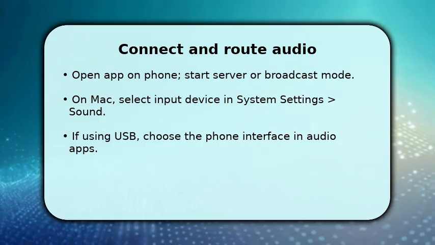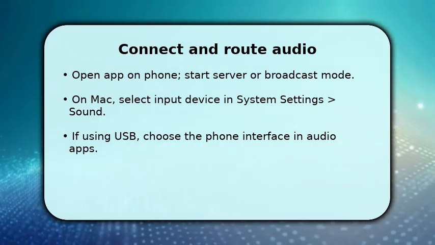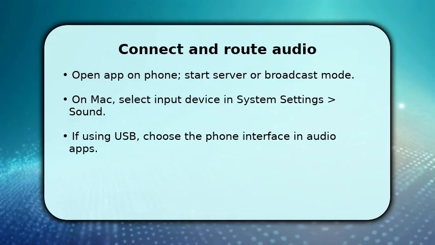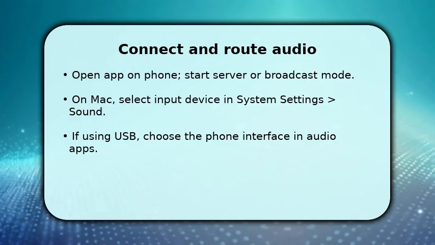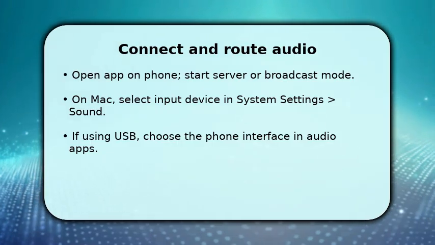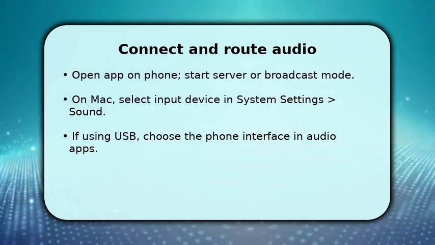If you plan to use it in Zoom or OBS, open that app's audio settings and select the phone input there too. For USB, choose the phone's interface. For Wi-Fi, enter the IP in the Mac client. Adjust gain on the phone app to prevent clipping.